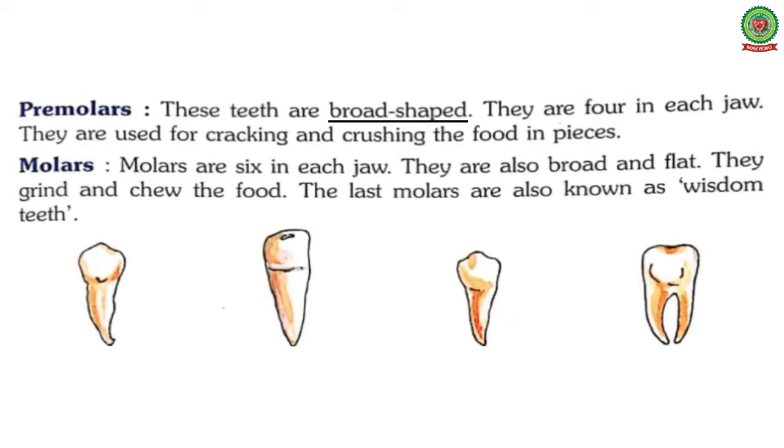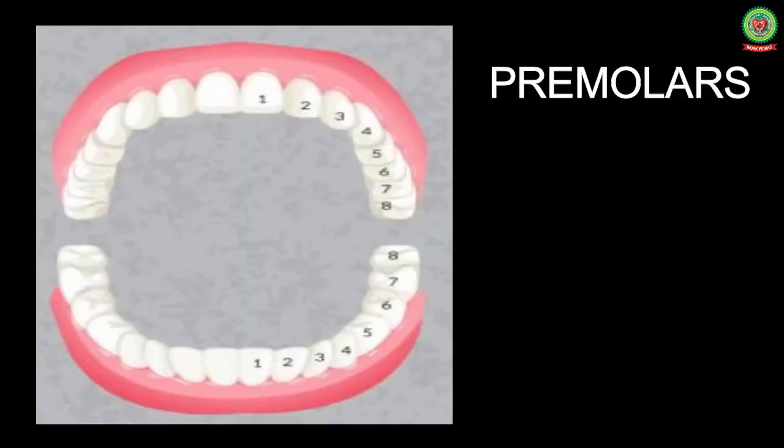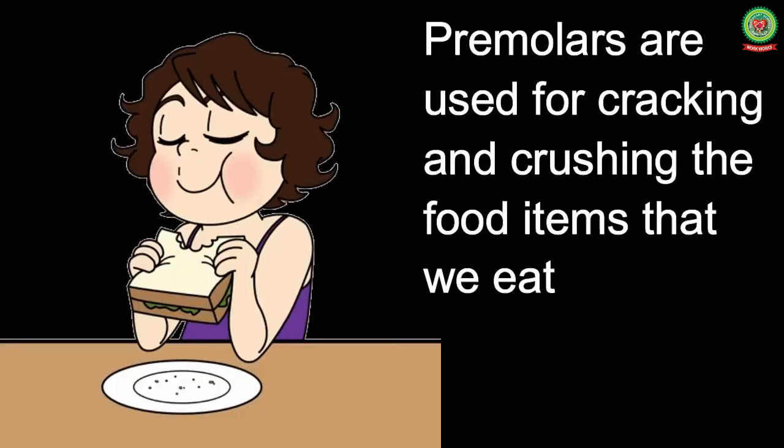Underline the word broad shape and write down its meaning, having great width. There are 4 premolars in upper jaw and 4 premolars in lower jaw. So there are total 8 premolars in mouth. The functions of premolars are they are used for cracking and crushing the food items that we eat.